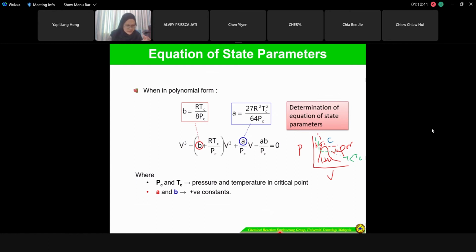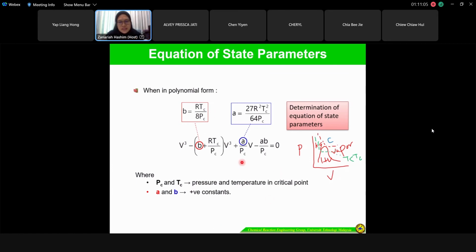Okay, so this one, during face-to-face class I normally show you step by step how you derive the equation. But in an online class I think you don't pay much attention when I do the derivation. So I will just show you the final equation and slightly explain how they derive it.